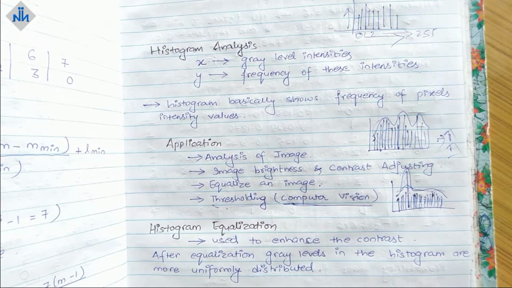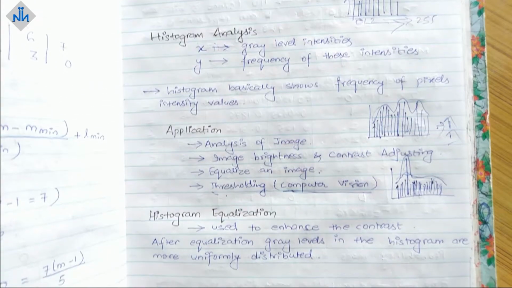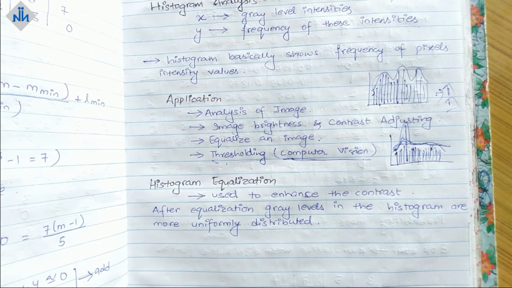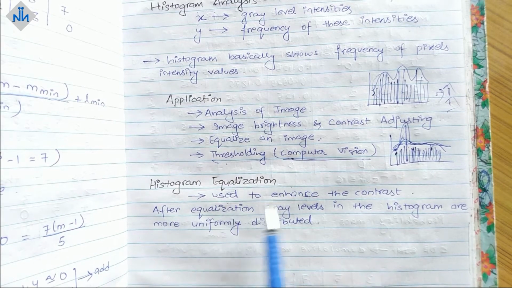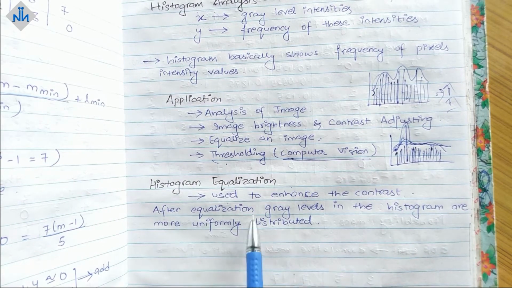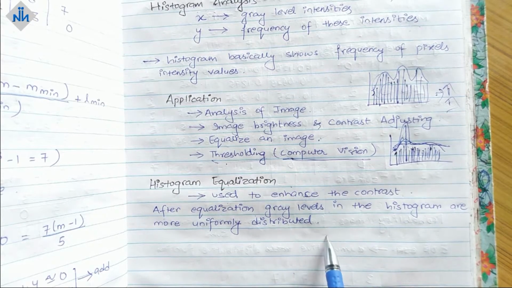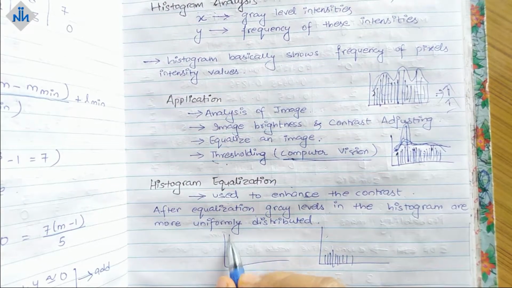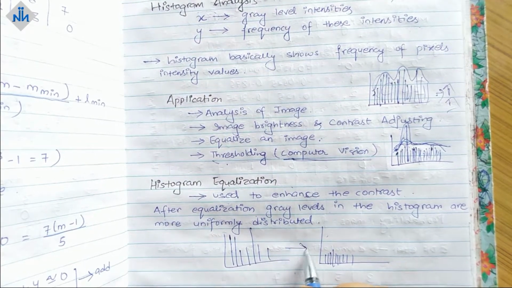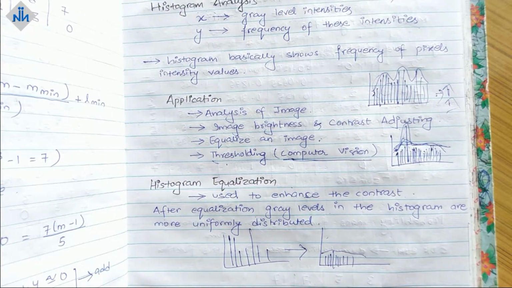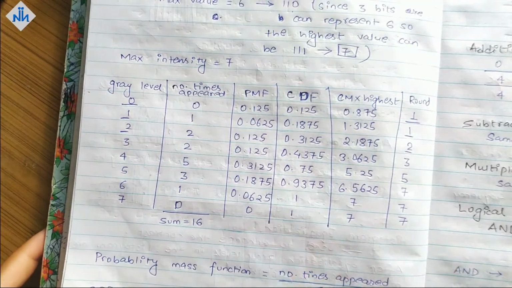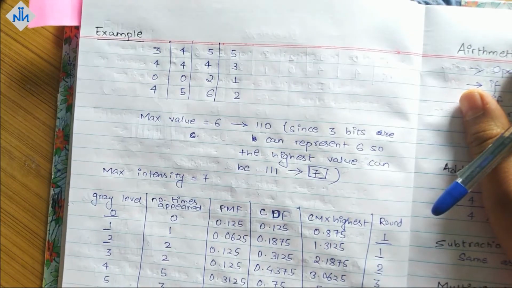So how do we really do histogram equalization? Equalization is what we want to do. Basically, we want to make the graph equal so that the entire image looks smooth and clean. Histogram equalization is used to enhance the contrast. After equalization, the gray levels in the histogram are more uniformly distributed. If your image was something like this, it can be changed into something like this. That is what histogram equalization does. It is a very simple process, and I will demonstrate the entire numerical to you.